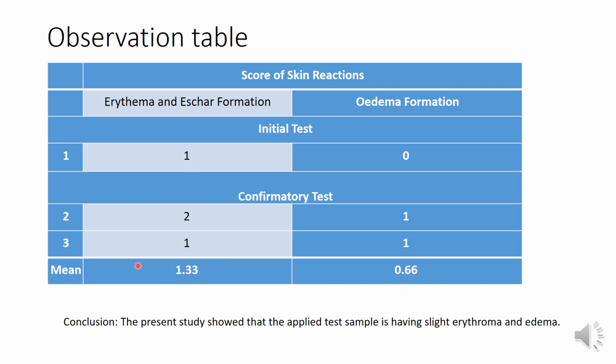So now we will calculate the mean of it. The mean value comes here as 1.33 and here 0.66. 1.33 is for the erythema and scar formation, and 0.66 is for edema formation. So now we can say that the present study showed that the applied test sample has slight erythema and edema. That means the drug that we have applied to the skin of the animal has a very slight irritation effect. So this is all about the experiment. Thank you.